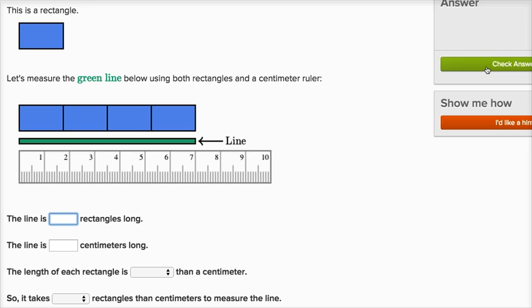These are a lot of fun. All right, this is a rectangle. Let's measure the green line below. Same idea. The line is 4 rectangles long. The line is 7 centimeters long.